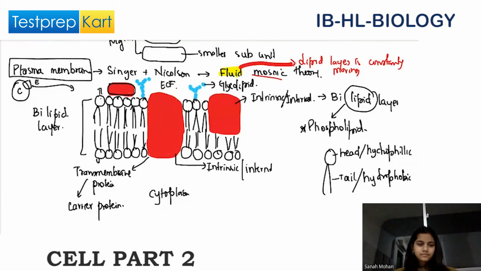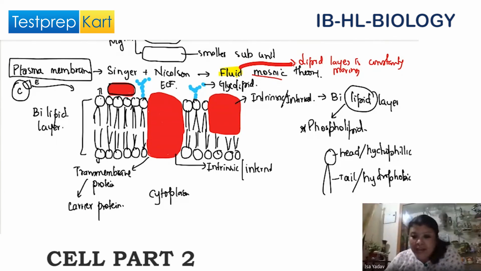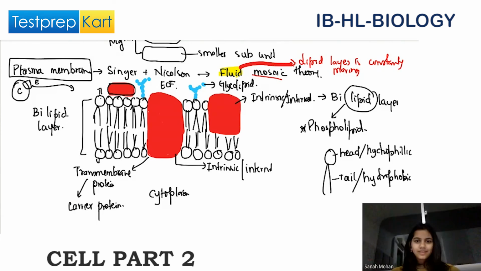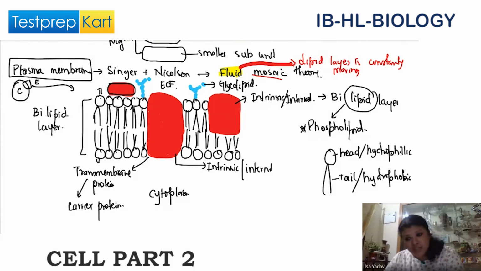Like different parts put together. Yes, mosaic. Different parts put together, but in such a way that you cannot make out that these are different parts. When you see it from the top, it appears like a mosaic, like a pavement. So that's why they named it the fluid mosaic model.